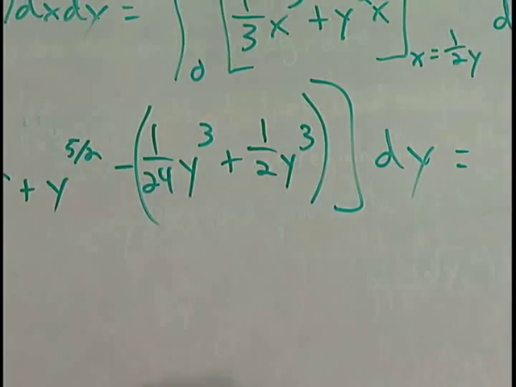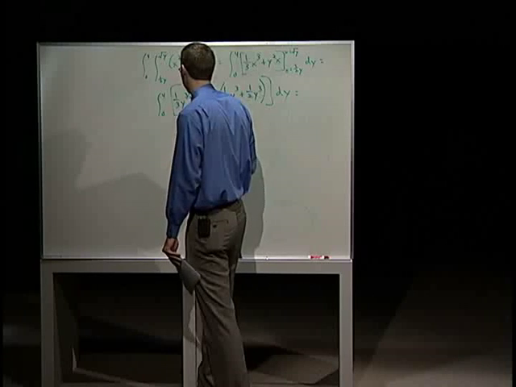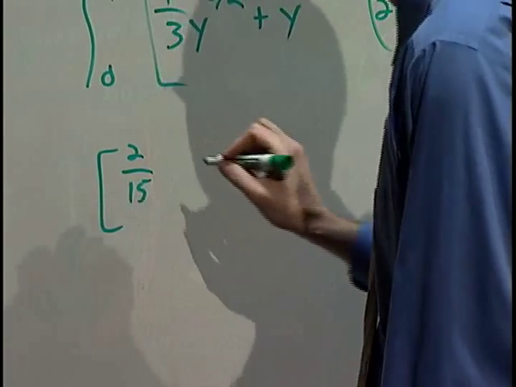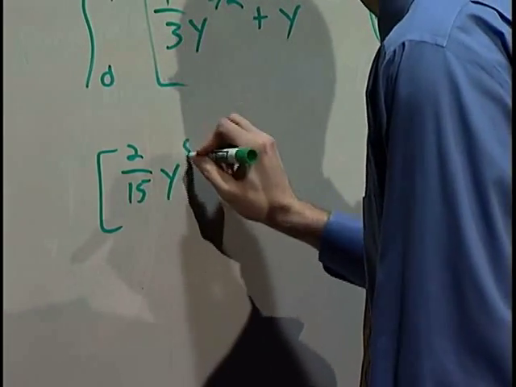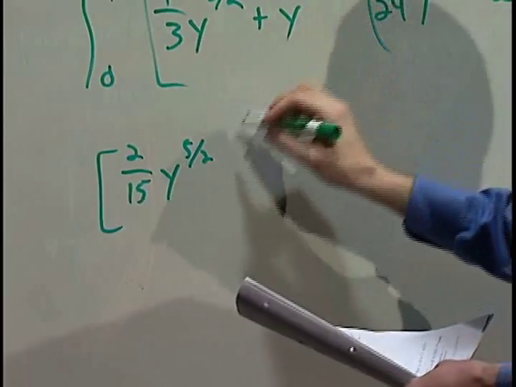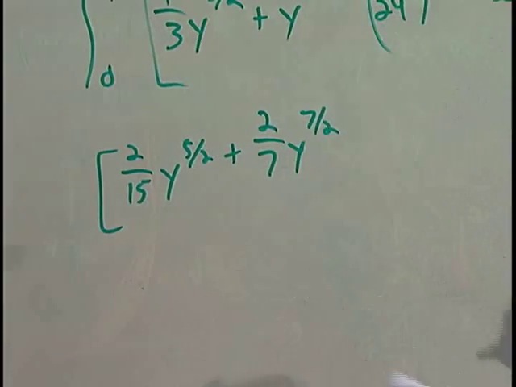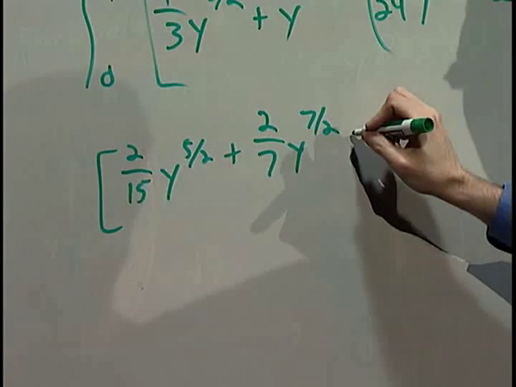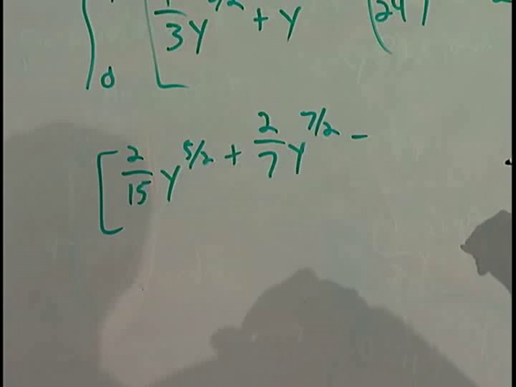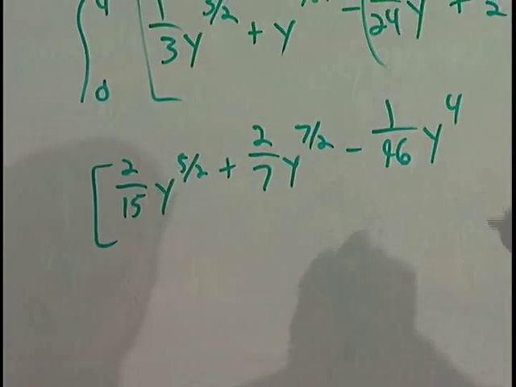So integrate that with respect to y, take those limits. What on earth do you want here? So you want 2/5, so you wind up with 2/15 y to the 5/2. Is that looking good? Okay, it looks right. And then you want plus 2/7 y to the 7/2. And you want 1/4 there, so 24 times 4 is 96, 1/96 y to the 4th.